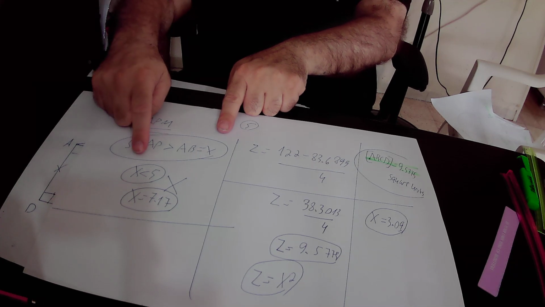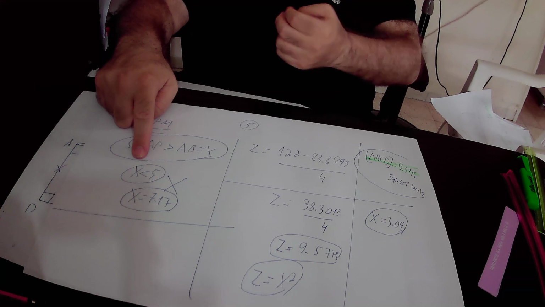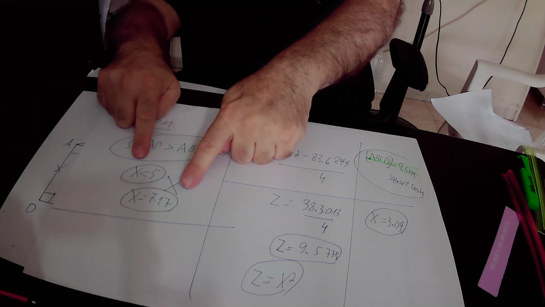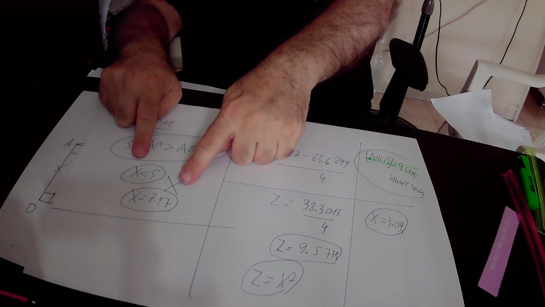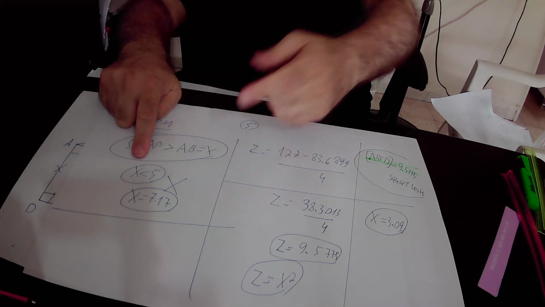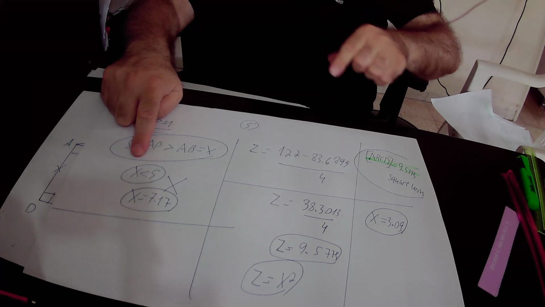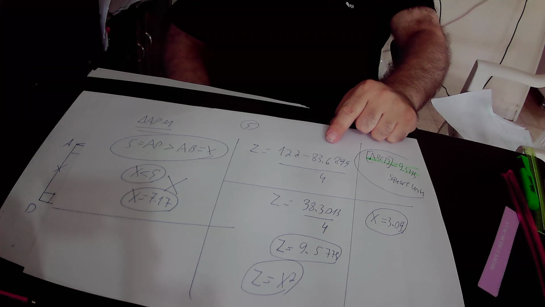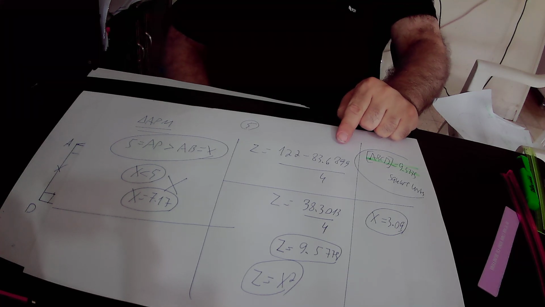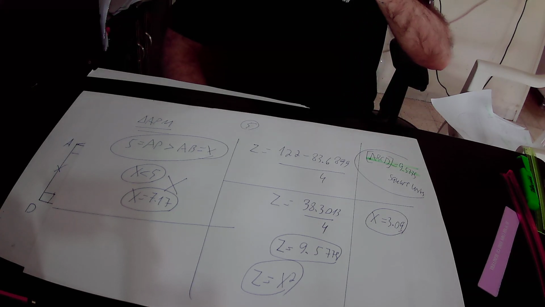So we found out that X is less than 5 units, while according to our solution, X is equal to 7.17 units, that is bigger than 5 units. So we got to a contradiction, therefore we cancel this possibility, and we are left only with the second solution for Z, for the quadratic equation, that Z equals 122 minus 83.6899 over 4.